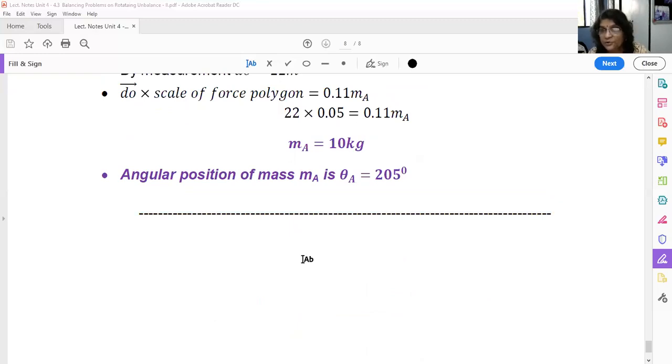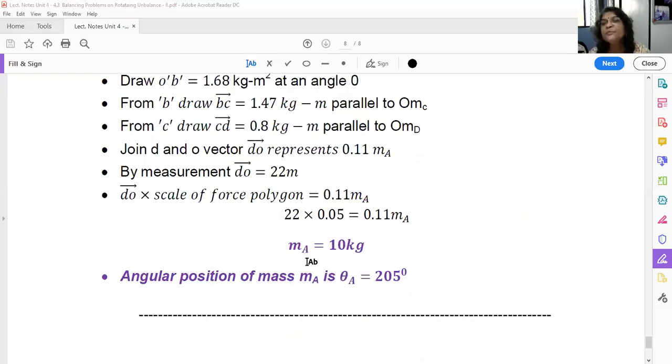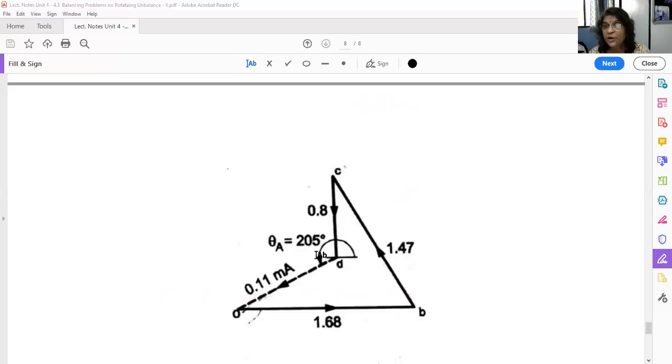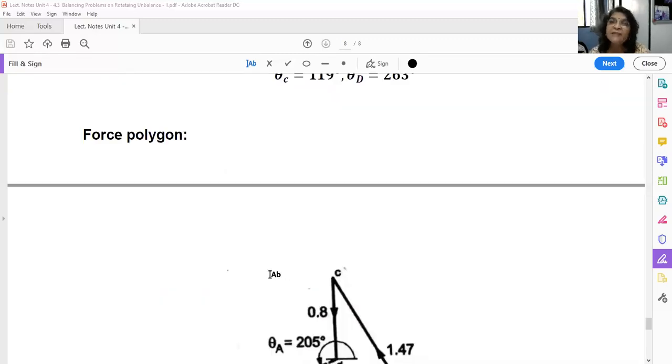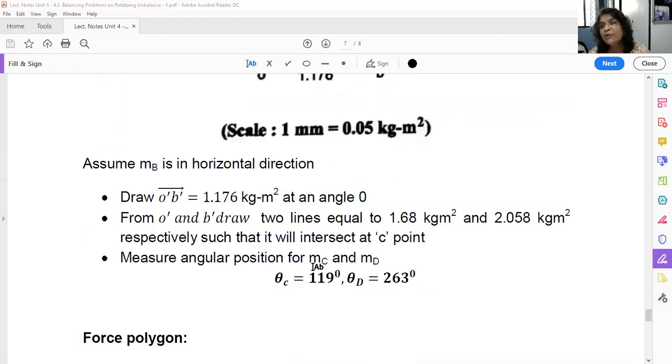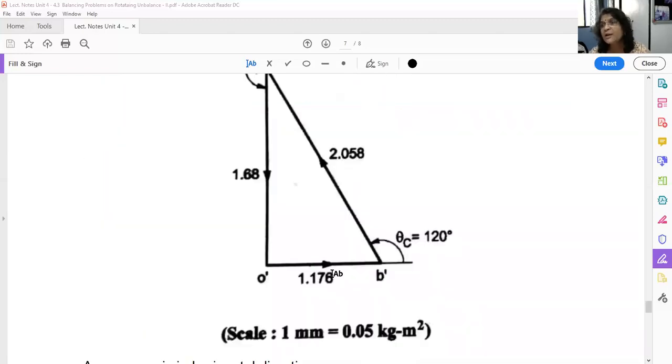Hope you have understood both the problems. Please draw these polygons by taking a different scale. Don't take the same scale, so that you will get confidence in drawing the force polygon and couple polygon. Okay, so thank you very much.